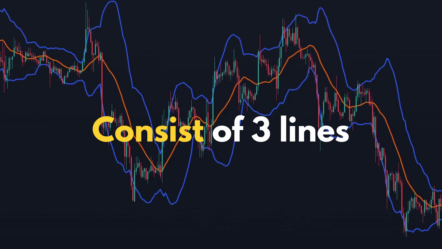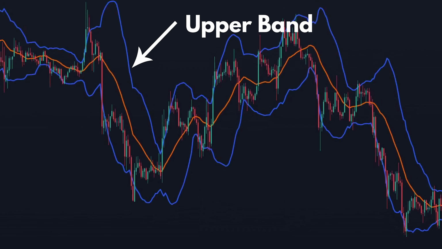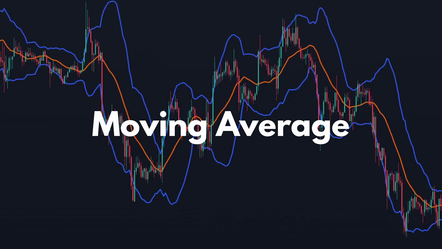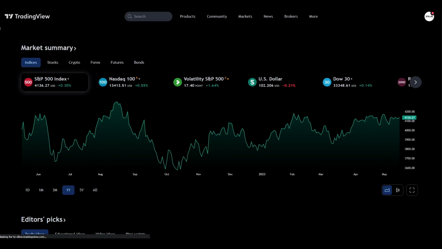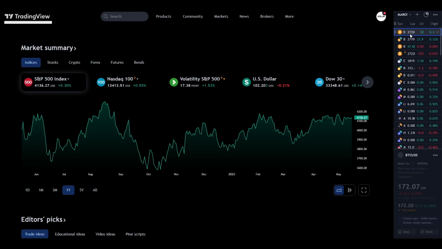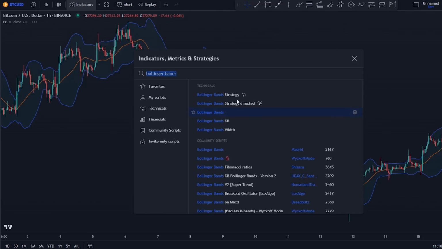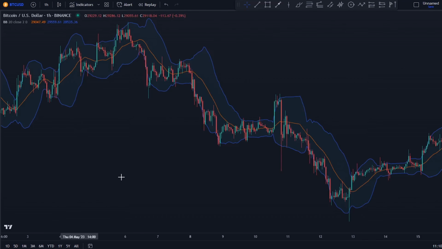Bollinger Bands consist of 3 lines: the upper band, the lower band, and the middle band, which is a moving average. To get started, go to tradingview.com and choose your trading pair. Then, go to Indicators and type Bollinger Bands, and select this one here. Click on it, and it will be automatically added to your panel.